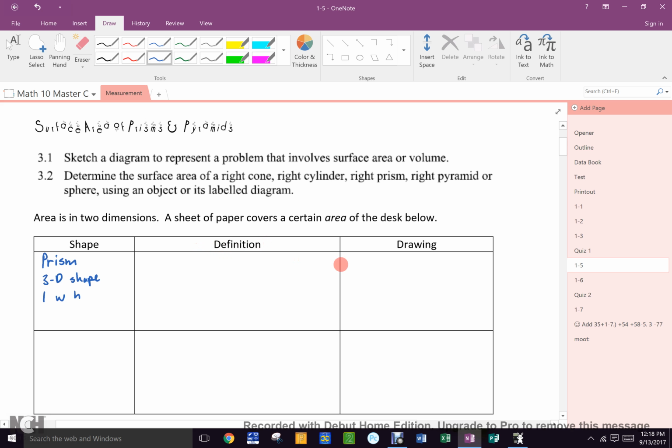Now, when I say a definition, I want you to describe to me what a prism is. When I ask this question of math students, I often get the wrong answer. So I'm going to just ask right now, what's a prism? Go. Somebody tell me. Aiden. A 3D object with 3 different dimensions. Okay. So that's 3D. It's got a length, a width, and a height. Is that a prism?